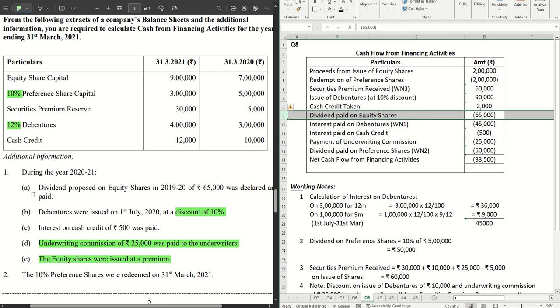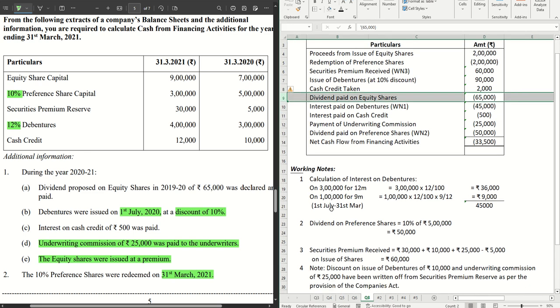Okay, point number B. Debentures were issued on 1st July at 10% discount. Now, whenever you see a date given in the question, that is given for either interest calculation or dividend calculation. Now, for debentures, it is interest. For preference shares, we see another date here, and that is for dividend calculation. So we'll come to that in a bit. Debenture interest. Okay, this is interesting again.